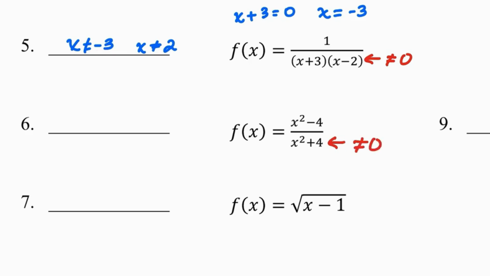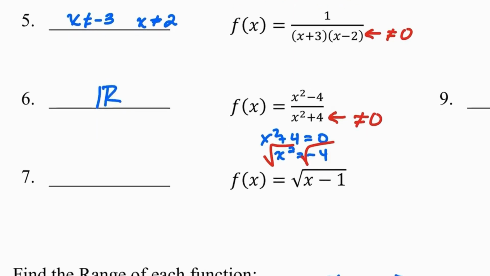So we set this denominator equal to 0, get x squared equals negative 4, and if you square root both sides, can I square root the negative 4? No. Can this denominator ever equal 0 if it's x squared plus 4? No. X squared plus 4 will always give us positive numbers bigger than 0. So I don't have any x's that will cause any problems. So we're going to say that x is all real numbers.